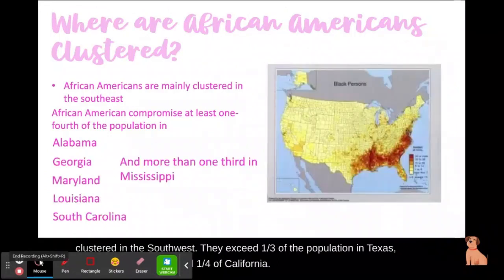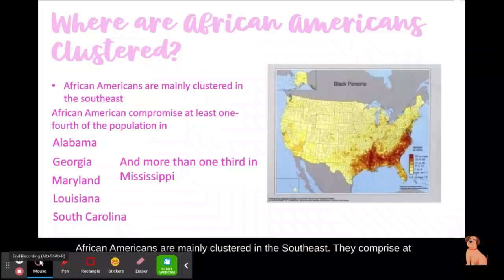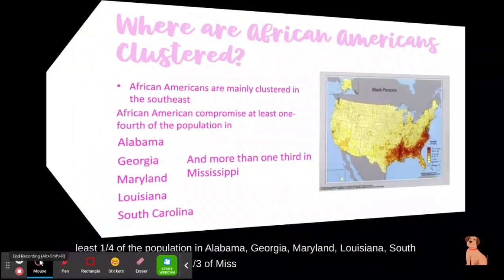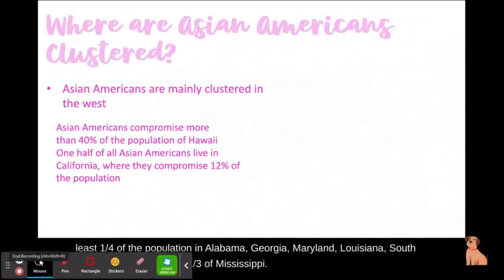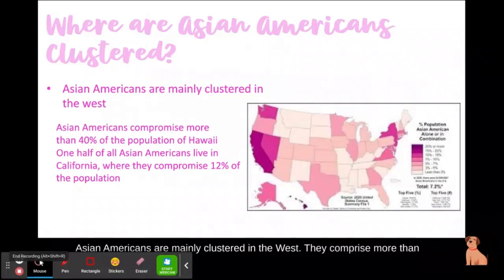African Americans are mainly clustered in the Southeast. They comprise at least one-fourth of the population in Alabama, Georgia, Maryland, Louisiana, South Carolina, and more than one-third of Mississippi. Asian Americans are mainly clustered in the West. They comprise more than 40% of the population in Hawaii, and one-half of Asians live in California, where they comprise 12% of the population.